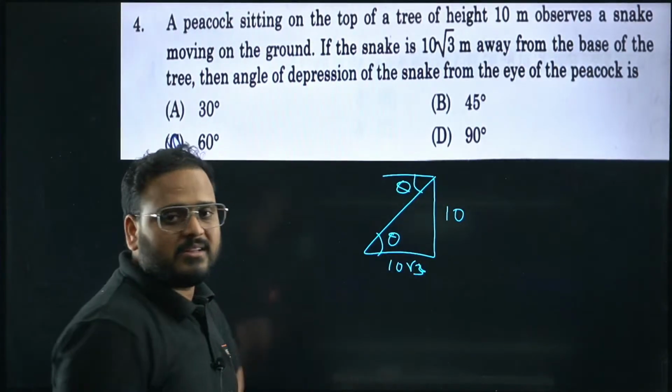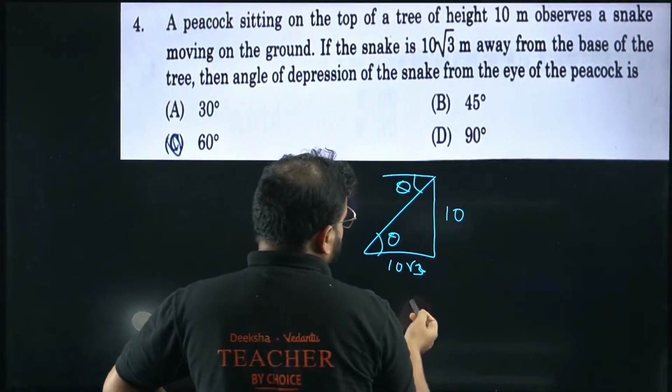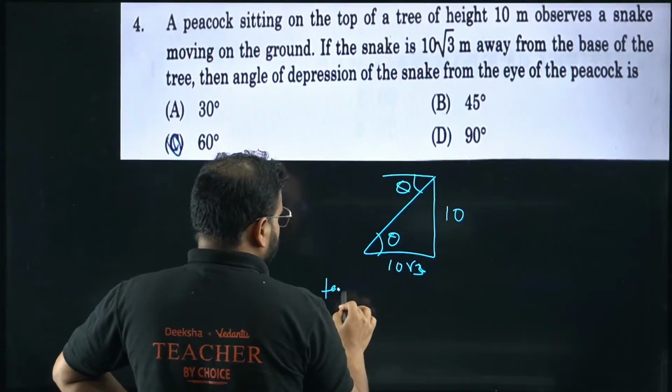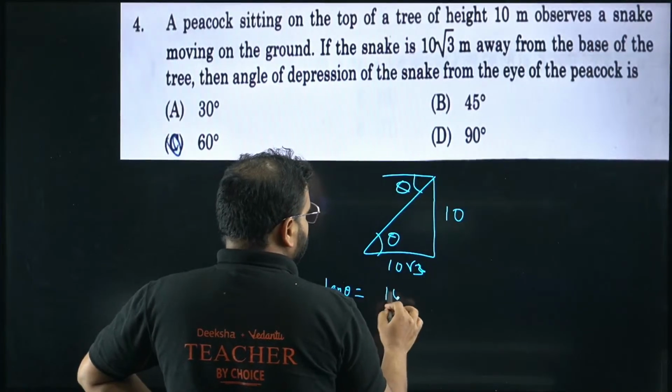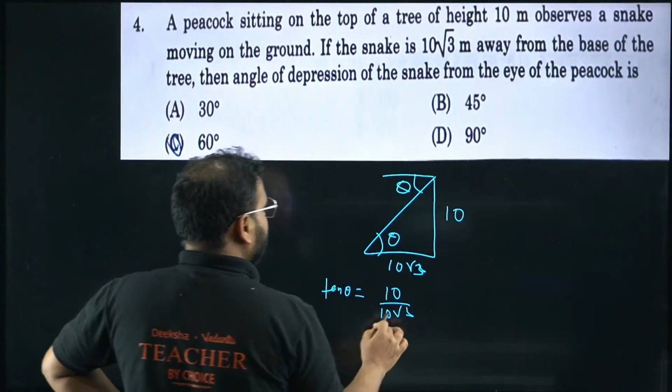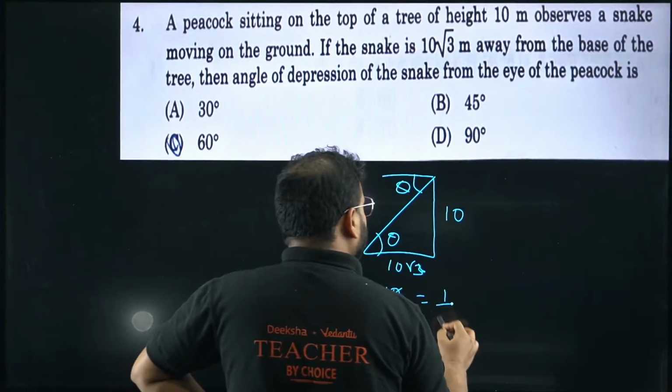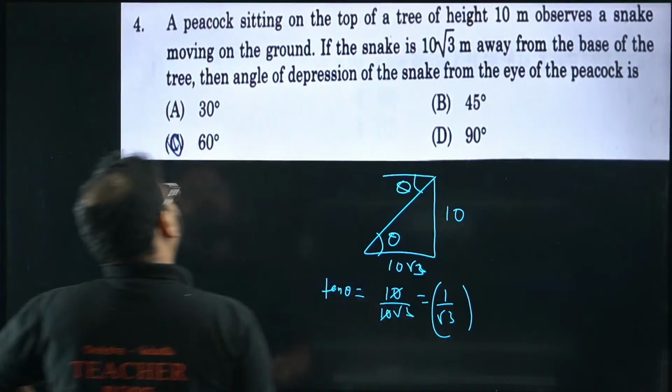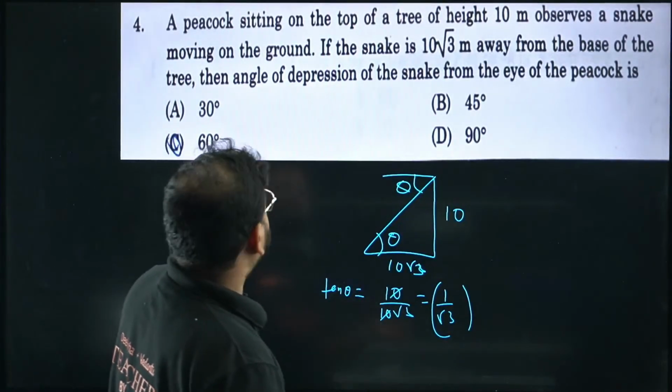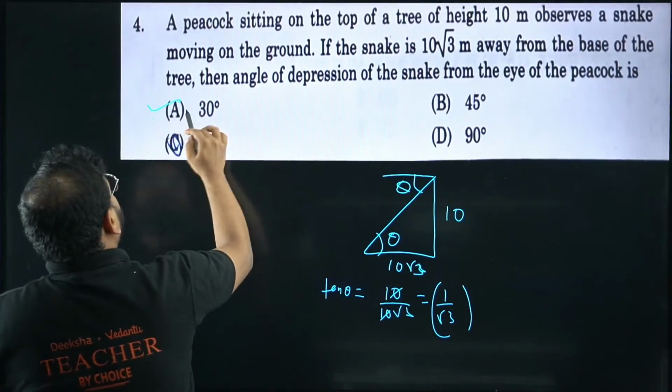They are alternate interior angles. So if I find that, I'll get tan theta equals 10 upon 10 root 3. I get this value as 1 upon root 3. It means theta is nothing but 30 degrees, right? 30 degrees. Option A is correct.